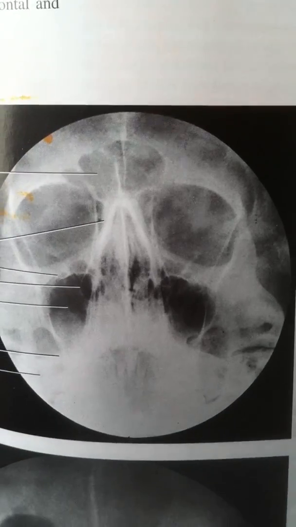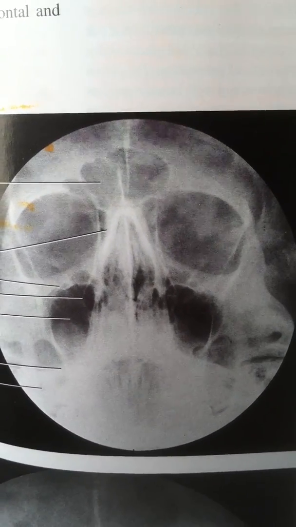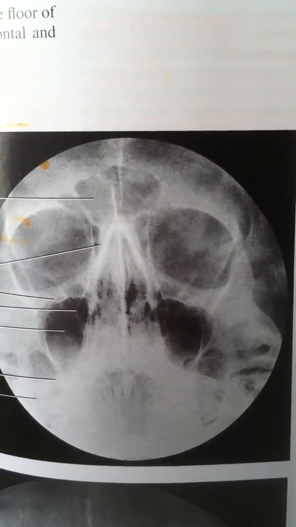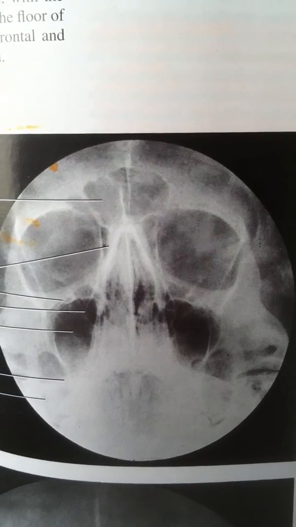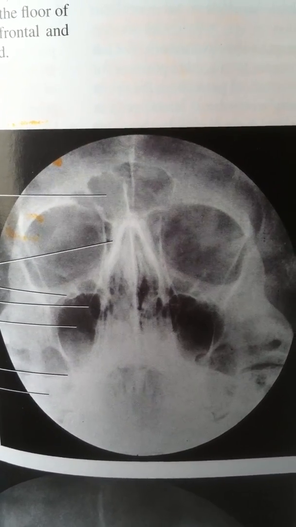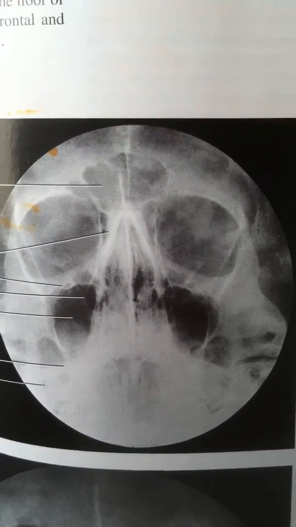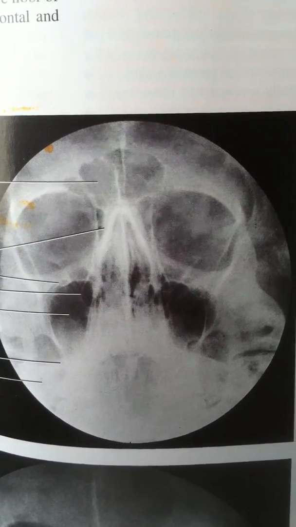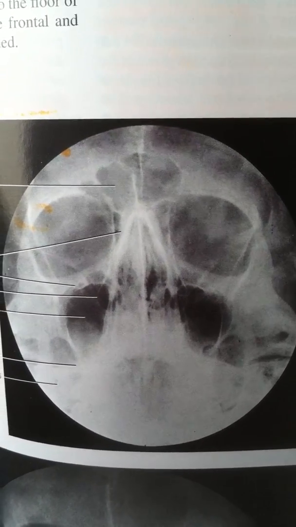Next I did the Waters, also the parieto-acanthial projection, and what this demonstrates is the foramen rotundum and also the maxillary sinus. The petrous ridges should be lying immediately inferior to the floor of the maxillary sinuses.